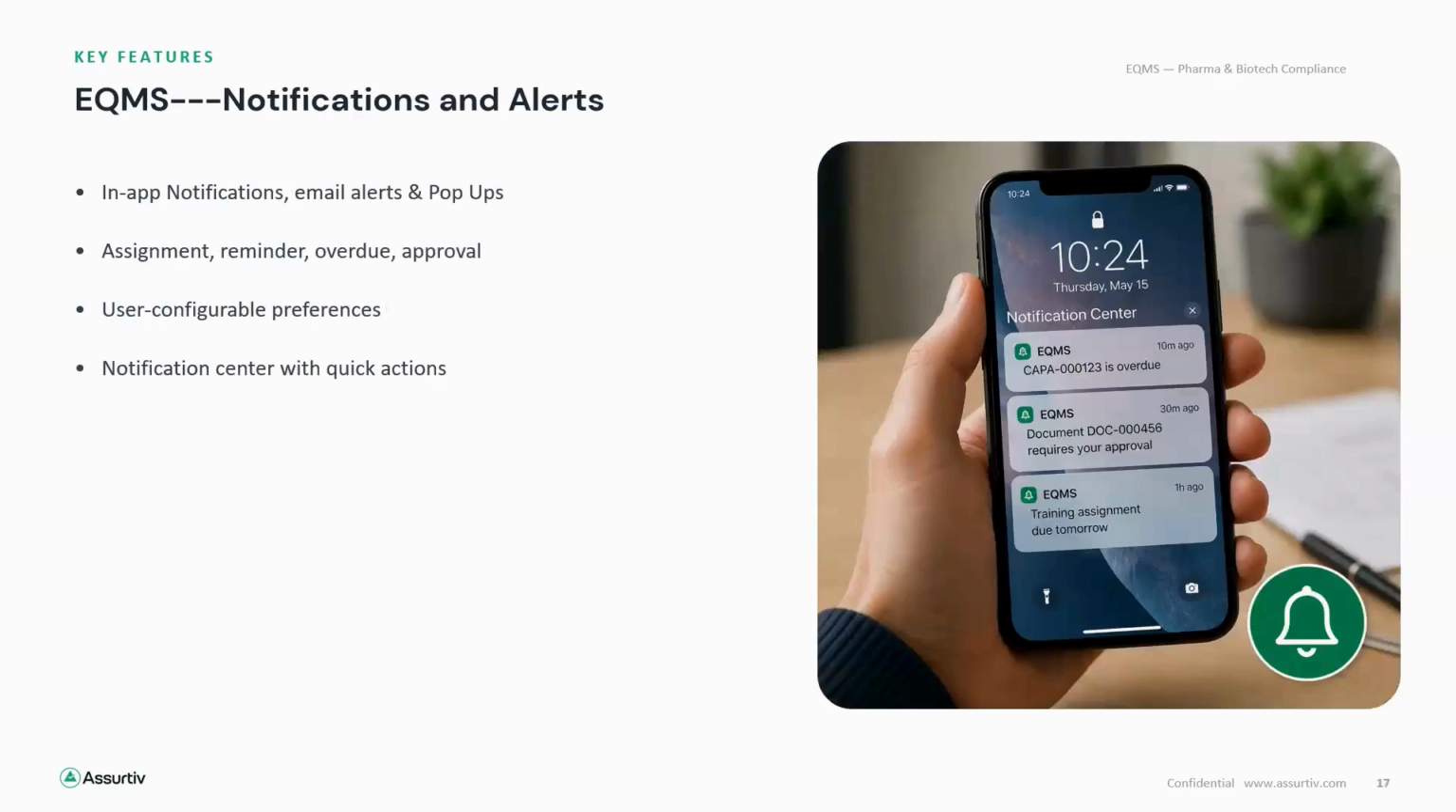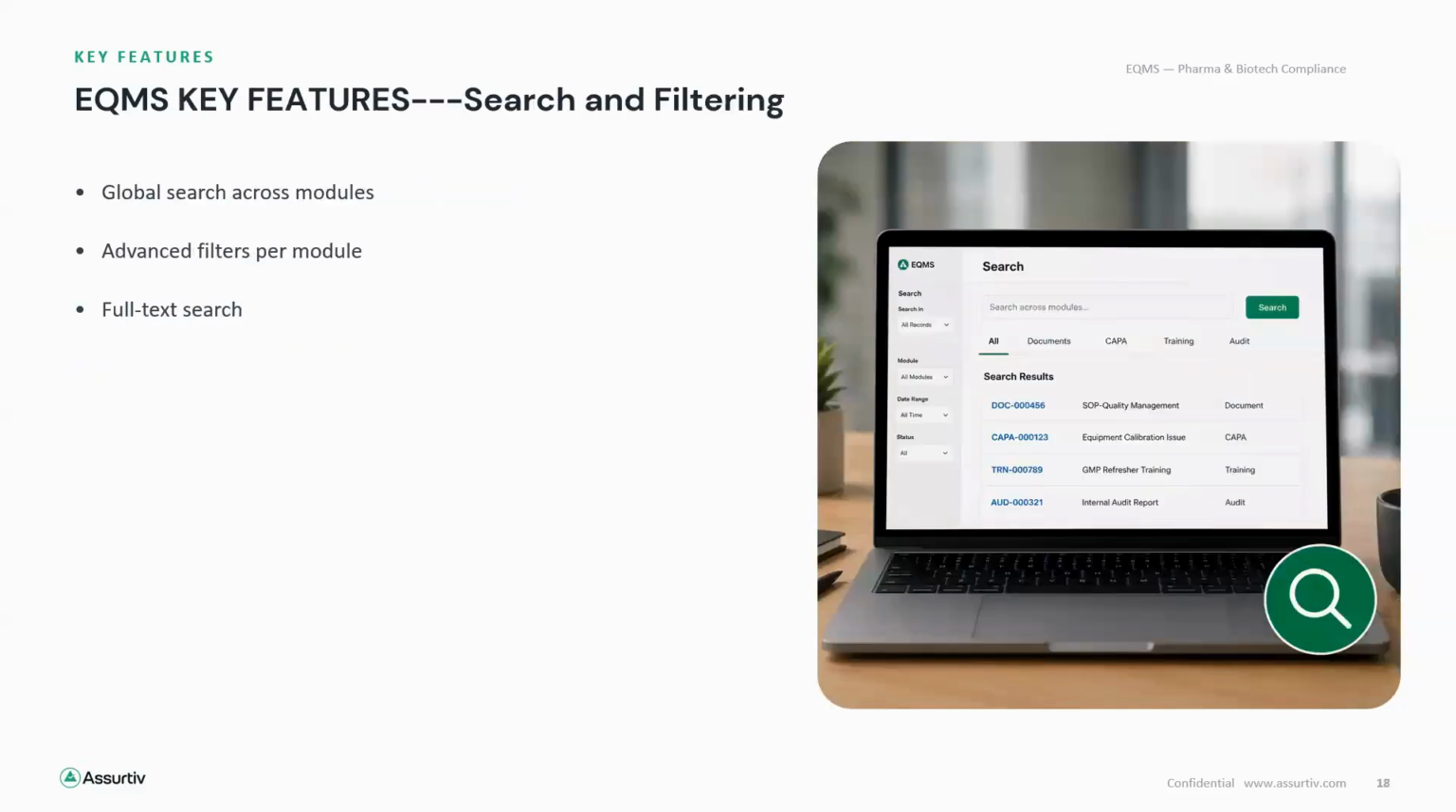And notifications and alerts. So we have in-app notifications, email alerts, and pop-ups. And assignment, reminder, overdue, and approval. So for all these things, you will get notification, mail alert, and pop-up. User configurable preferences are also there. Suppose you want periodically, instead of every change control, you want every 5 change controls. Or internal audit, you are getting a reminder only once in a month. But if you want, every week, then you can get it. So these sort of notifications, pop-ups, alerts, you can keep track of it for timely closure of all the QMS metrics with quick actions.